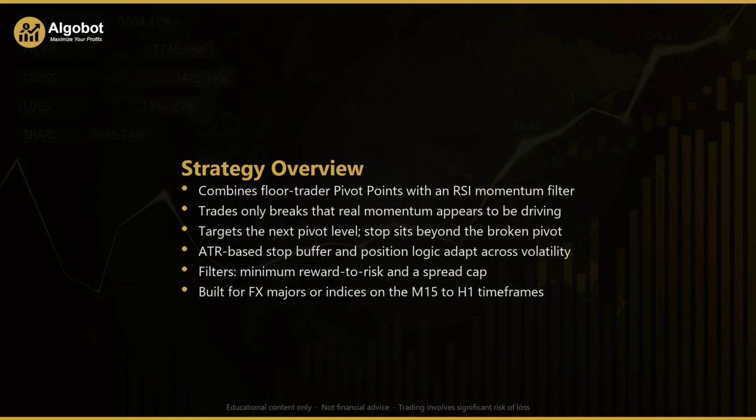The average true range, or ATR, plays a supporting role. It sizes the stop buffer so that the protective stop adapts to whether the market is calm or volatile, and that helps the same settings travel across different symbols.